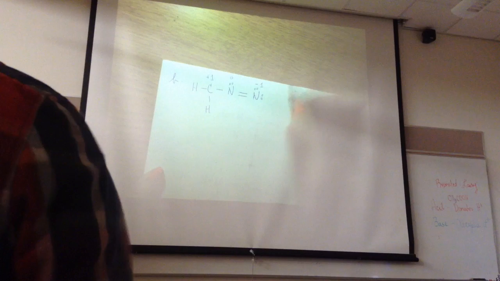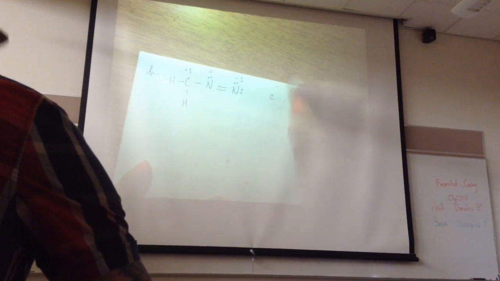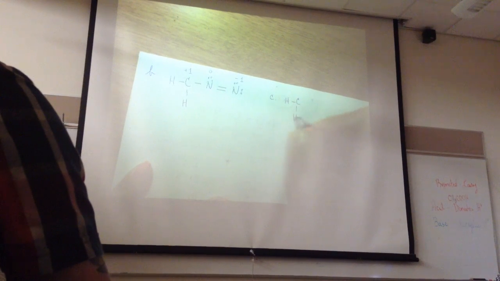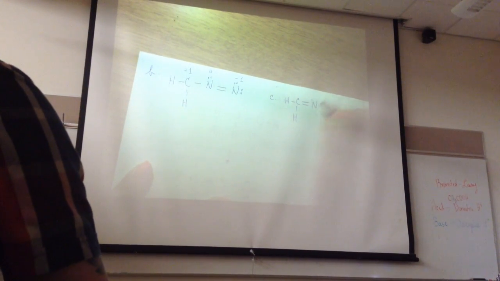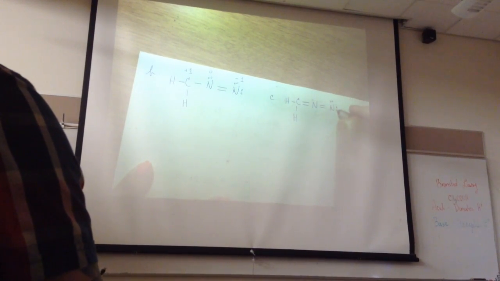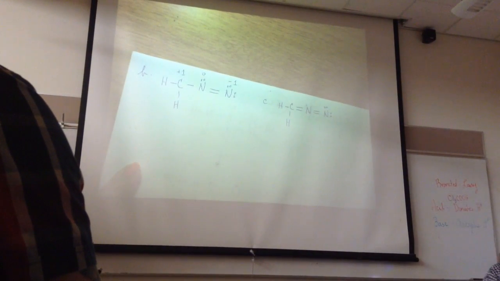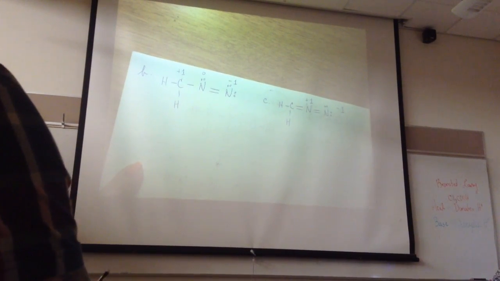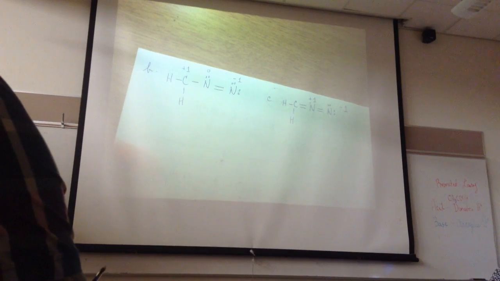We do letter C, and letter C is a carbon that has hydrogen, hydrogen, double bond to a nitrogen, double bond to a nitrogen, dot dot, dot dot. That nitrogen is a +1, this nitrogen is a -1, and also good, yeah?